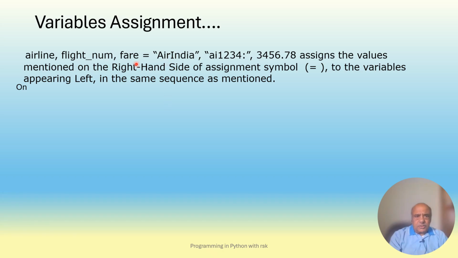So what is the sequence here? Airline, flight num, fare, these three variables are there, and the values we want to assign are Air India, a string, comma, AI1234, a string, and 3456.78 as a float constant. So Air India will be assigned to airline, flight num will be assigned AI1234, and fare will be assigned 3456.78 as the values.